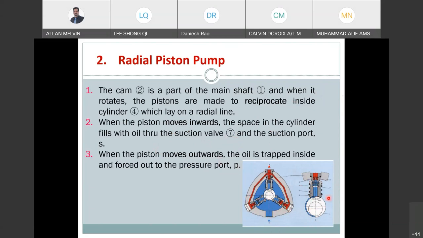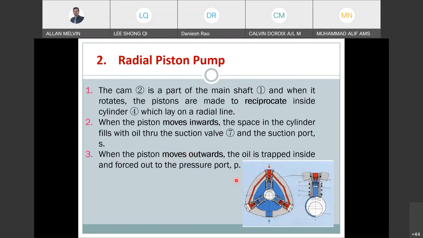And then suction port S. This is practically when the space is created in the piston, so the oil will come in. All these pumps are using high and low pressure conversion. When the pressure is low inside, the outside pressure will be higher, so the fluid will move from high to low pressure. So it's using the same concept.